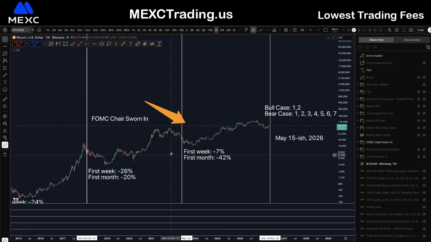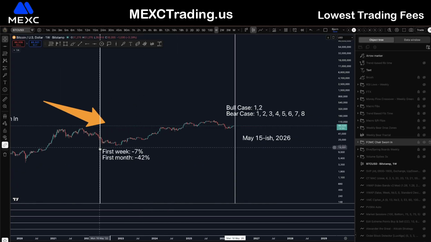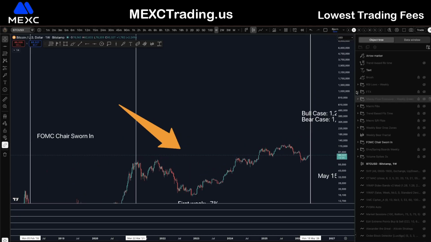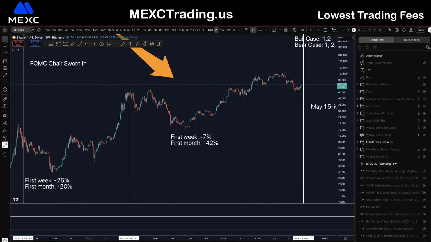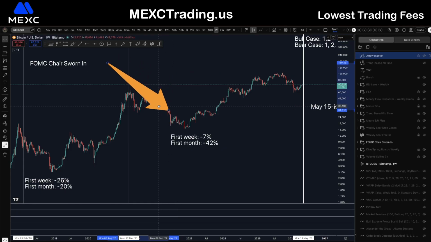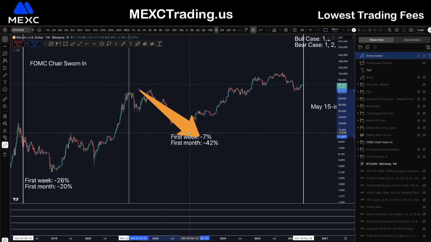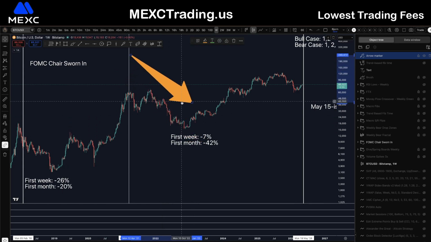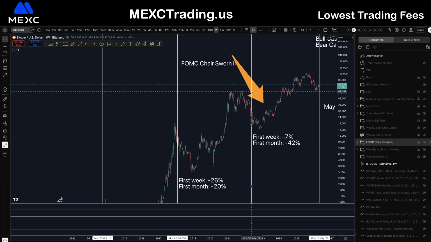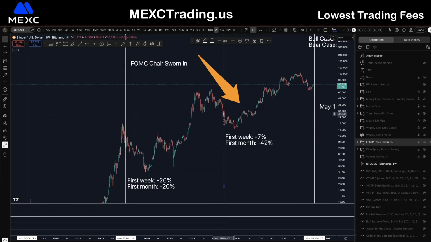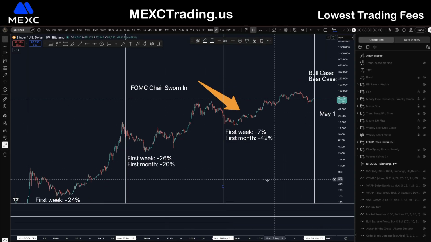In 2022, Jerome stayed in office, but there still was a swear-in ceremony, which, if I move this, you can see once again, you rallied up into it. It's on a weekly time frame, so it's harder to see how big these moves were, but they were decent moves. You rallied into it right here, about 27% up into it. Boom. He was sworn in, first week, 7% drop. First month was 42% drop. So either way it went, you could see clearly that you initiated moves down. Significant moves down from these swear-ins.